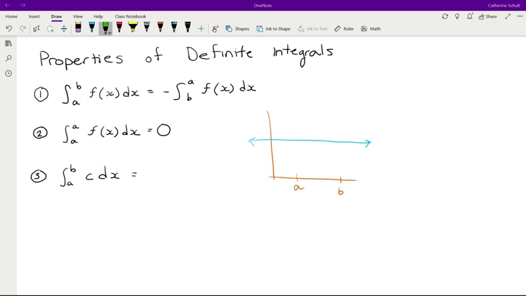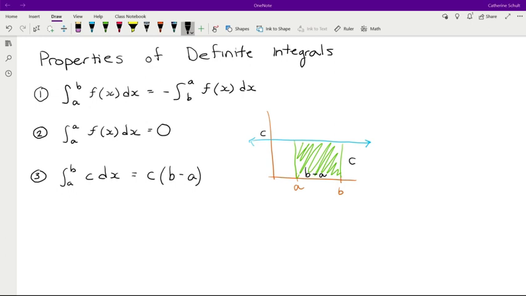The area under the graph is going to be a rectangle because our graph is a constant, right? If our constant is y equals c, then the height of our rectangle is going to be c, and the base is going to be b minus a. And so the area is b minus a times c. So that's what your integral is.